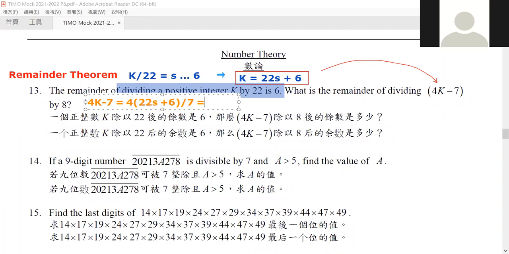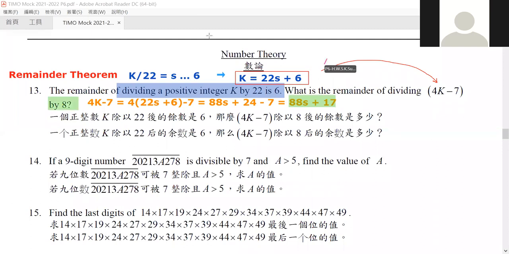So 4K minus 7 will be equal to 88S plus 24 minus 7, and hence it will be equal to 88S plus 17. But now here comes the question: what is this number when divided by 8? Notice that 88S itself is a multiple of 8, right? So if we divide it by 8, this part contributes nothing. All we need is the 17. 17 divided by 8 has a remainder of 1. So the whole number has a remainder of 1.